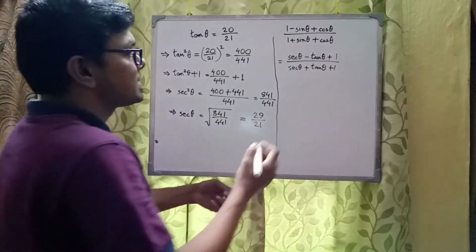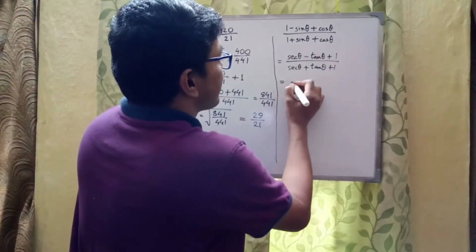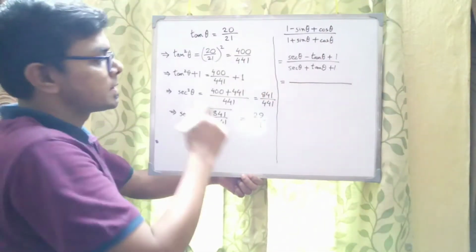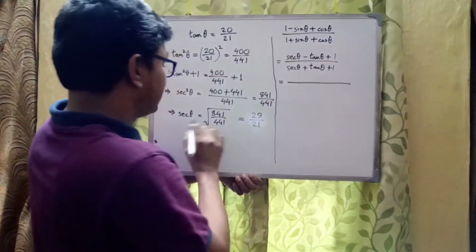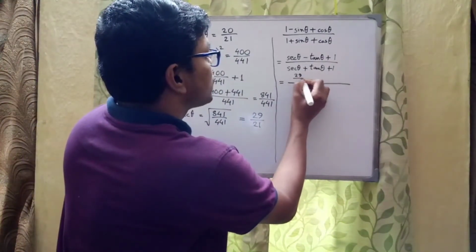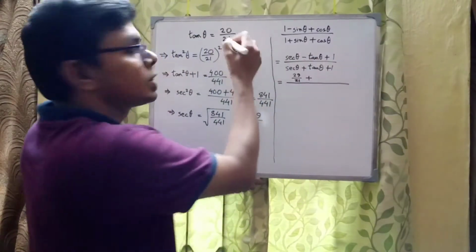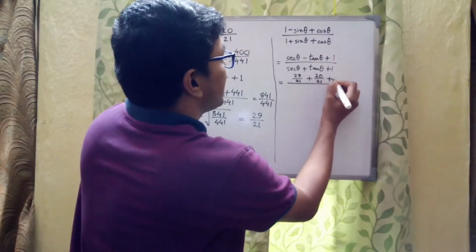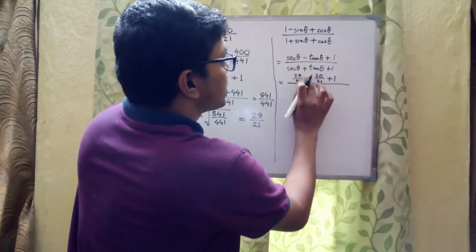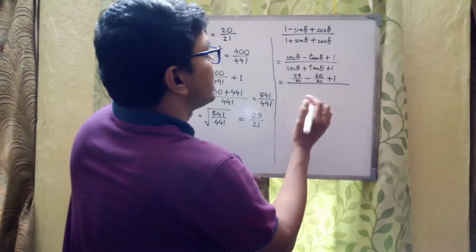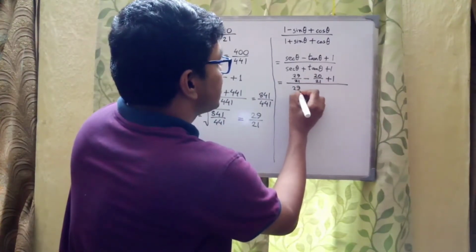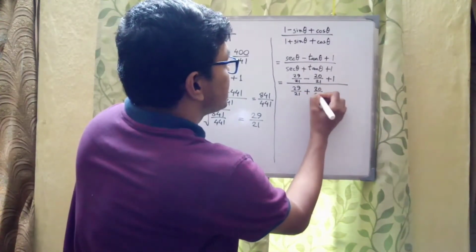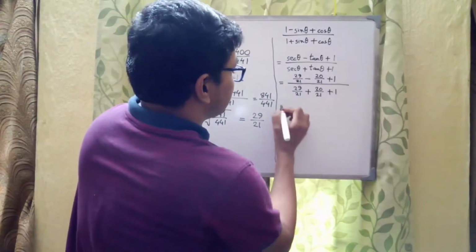So here if we place the value, in this sum first you will solve this, then you will move on to this. Now sec theta is 29 by 21, plus tan theta is already given in the question, that is 20 by 21, plus 1. I'm sorry, again I made this mistake, it would be minus, and here 29 by 21 plus 20 by 21 plus 1.